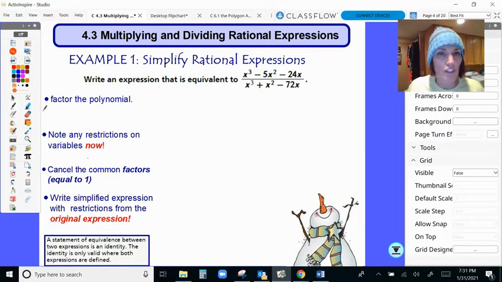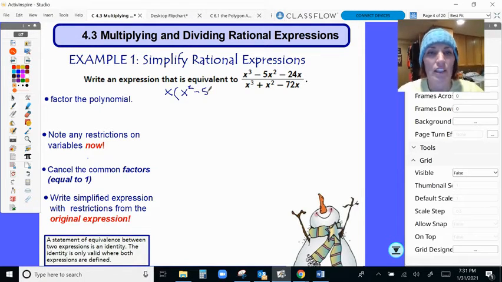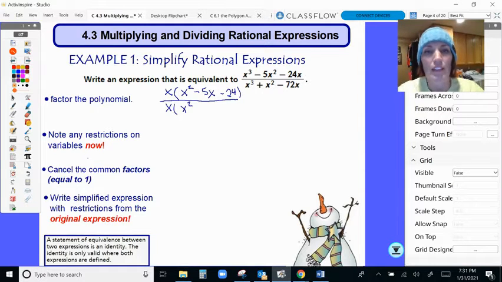So let's simplify this rational expression. The very first thing we're going to do is factor the polynomials on the top and the bottom. That's the very first step we take. On the top, we're always going to look for that GCF, so I'm going to factor an x out on top. That leaves me with x times x squared minus 5x minus 24. I'm also going to factor an x out on the bottom, which leaves me with x squared plus x minus 72.